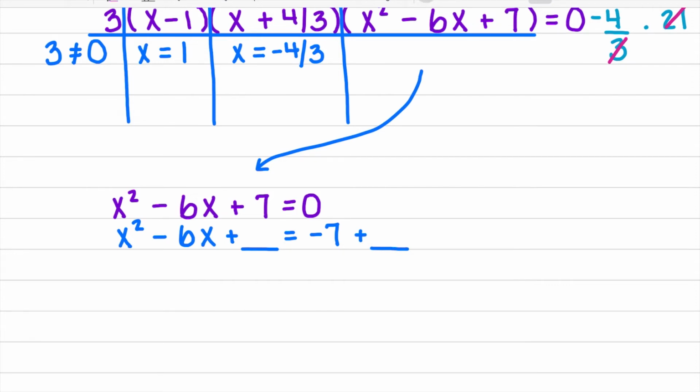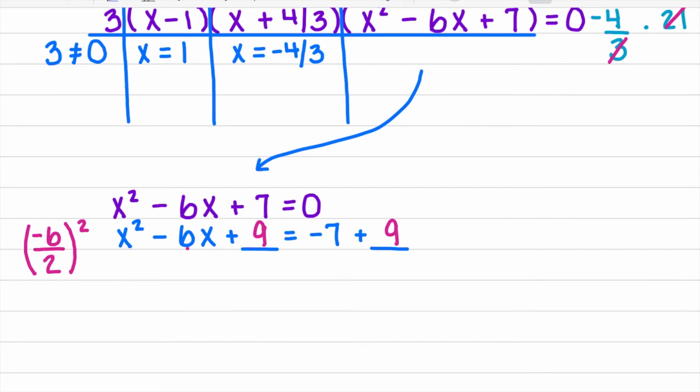And the way that you get that number is you take the b term, which is negative 6, you cut it in half, which gives you negative 3, and then you square it. So that would be 9. So you're just taking the b term, cutting it in half, and squaring it. And you're adding that to both sides. If the leading coefficient was not 1, it would be more complicated. We're not going to go into that at this time.